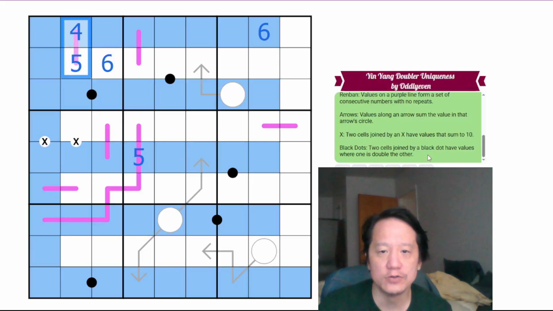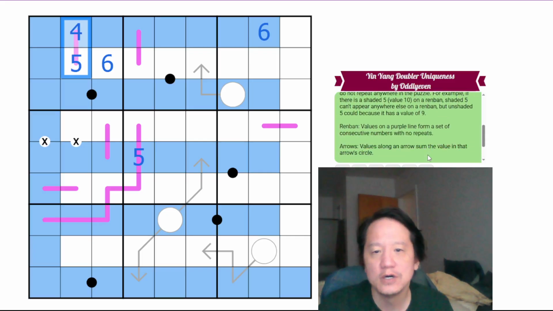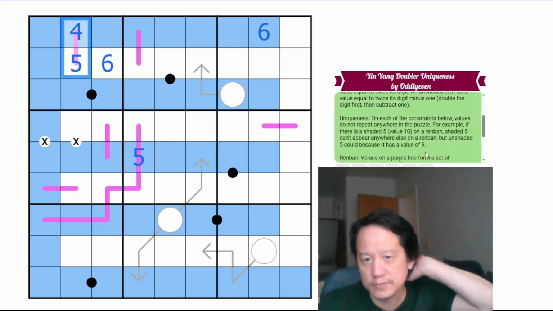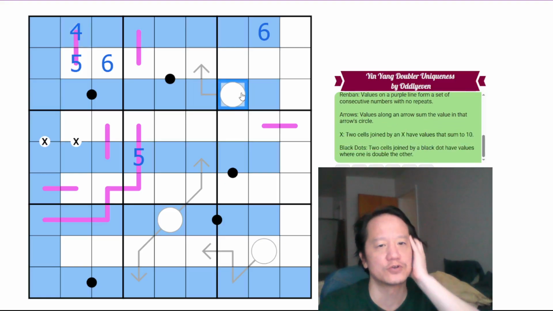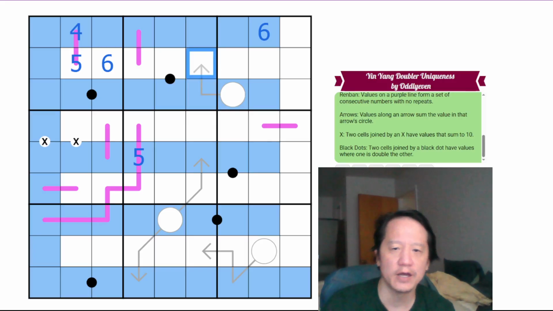We have arrows where values along an arrow sum to the value in that arrow's circle. So again, remember there's uniqueness of values across all the constraints. I don't know if that includes arrows versus circles. I think that might be different. I don't know though. But say we had, I don't know, 3 here. That would be a value of 6.